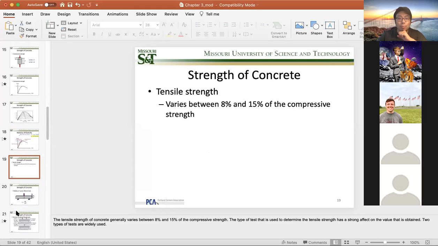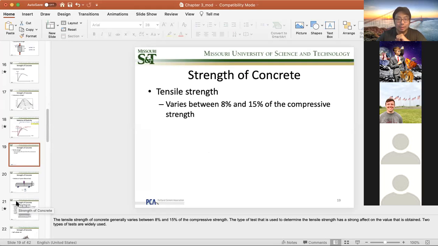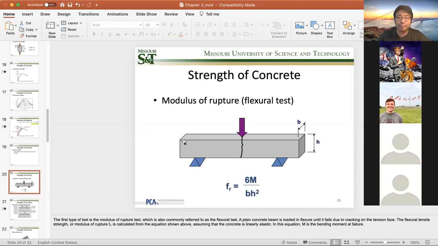At this point, I want you to know that concrete is good for compression, and steel is good for tension. So never use concrete for tension. Always use reinforcement for tension. Since the tensile strength of concrete is so low, it is of our interest to find out what it is.